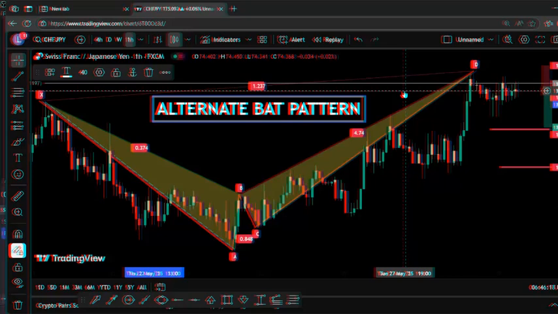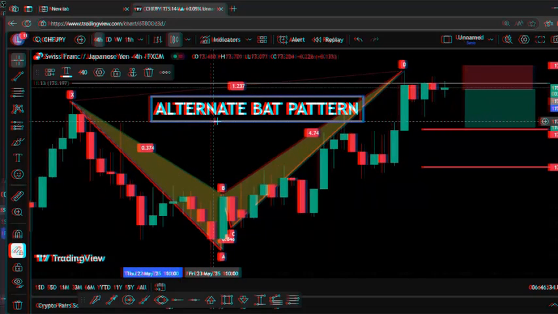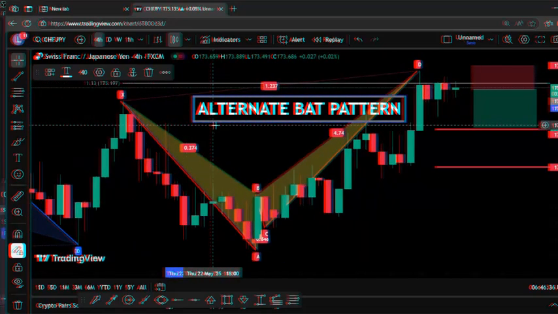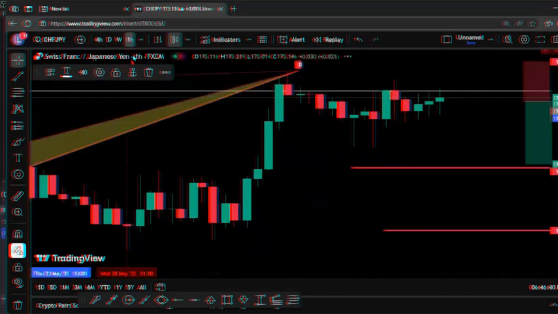I've just taken a short trade on the Swiss franc against the Japanese yen on the 4-hour time frame. But I will show you the trades. Actually, let's go to the 4-hour time frame. Actually, 1 hour is better.